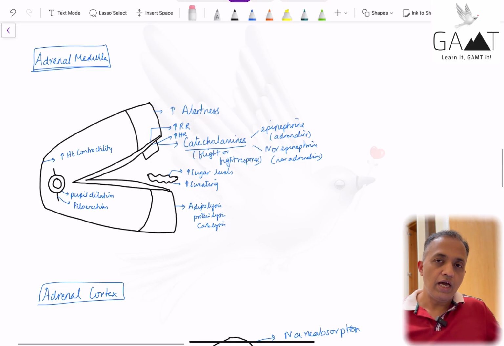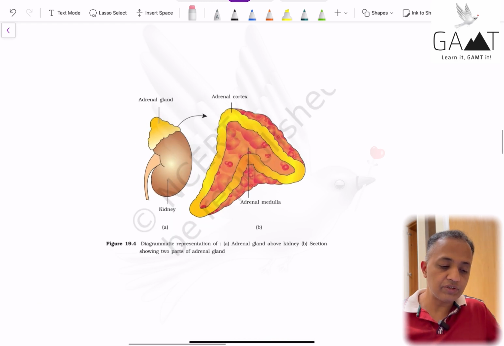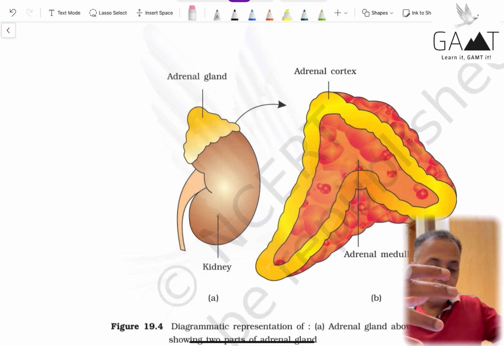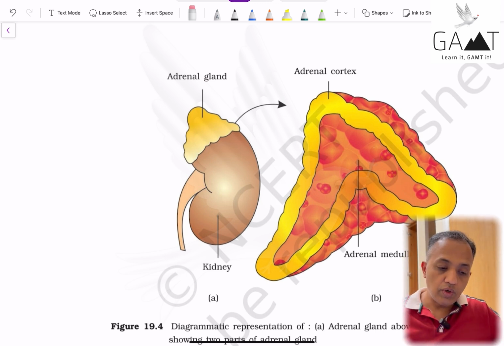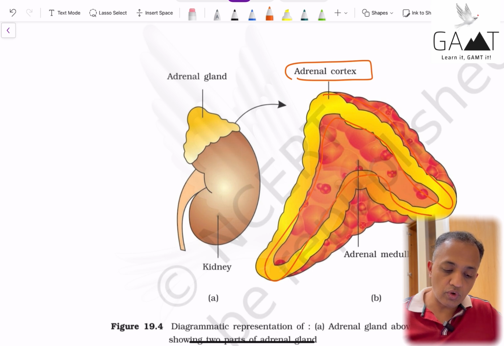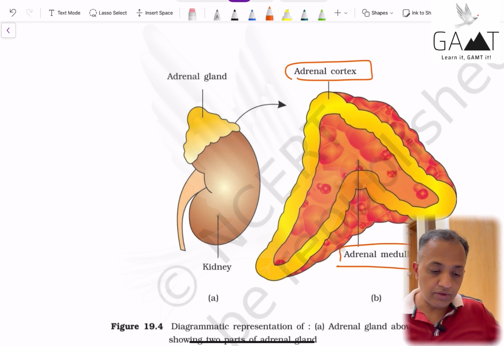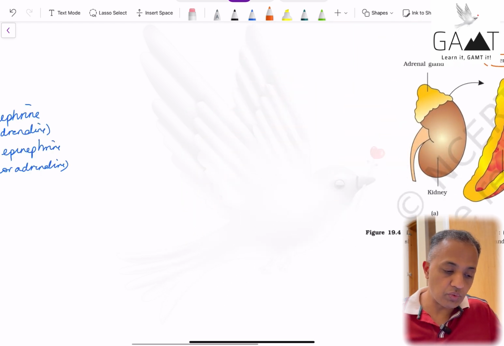So the next endocrine gland we're going to discuss today is the adrenal cortex. Adrenal glands are situated on top of the kidneys, in both kidneys. The adrenal gland has a cortex, which is the outer part, the outer covering, and the inner core is called the adrenal medulla. These two have distinct endocrine functions. Okay, let's see what they are.